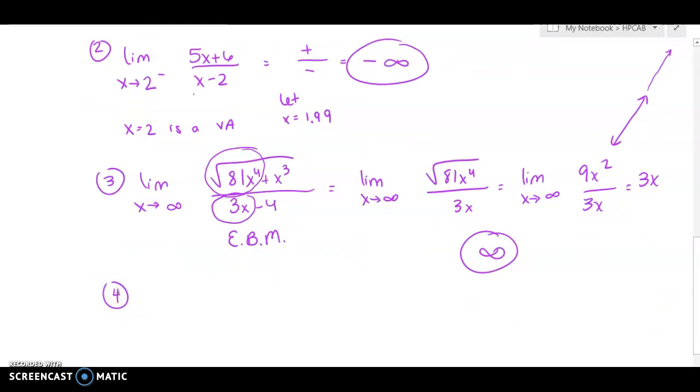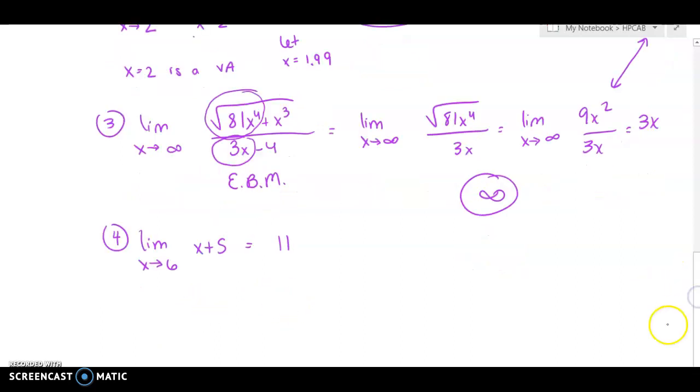Let's say that you have the limit as x approaches 6 of x plus 5. That's an example of one where you can just plug it in. It doesn't make it undefined. 6 plus 5, you're going to get 11. Nice and easy.